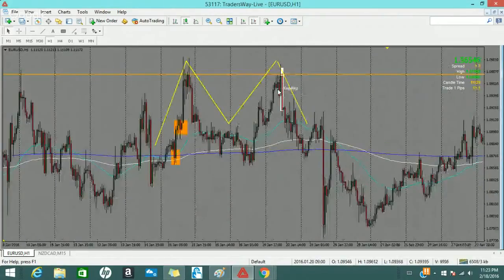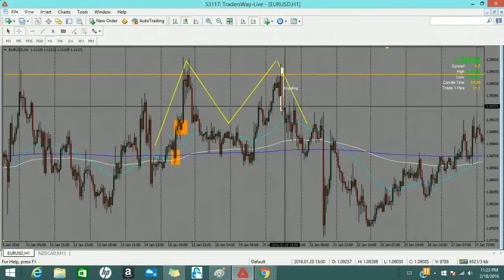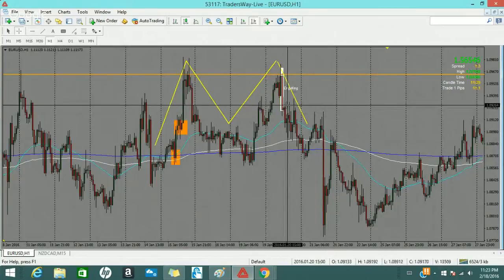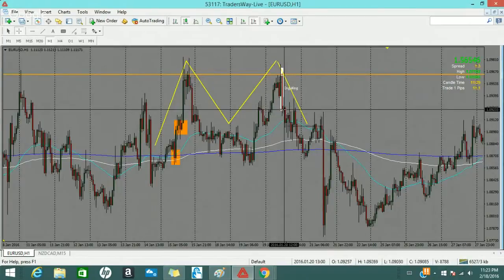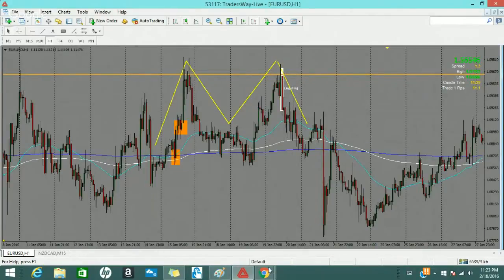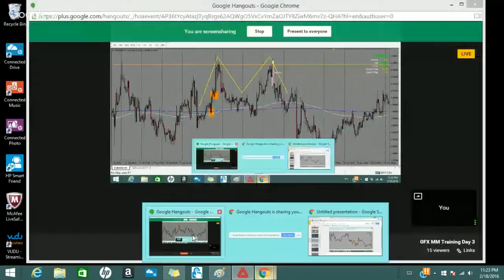After it confirmed the M, you would take your entry right at this candle. After this long red candle, you would take that green candle entry. All right, so you guys got the M down. Basically, the inverse of a W.